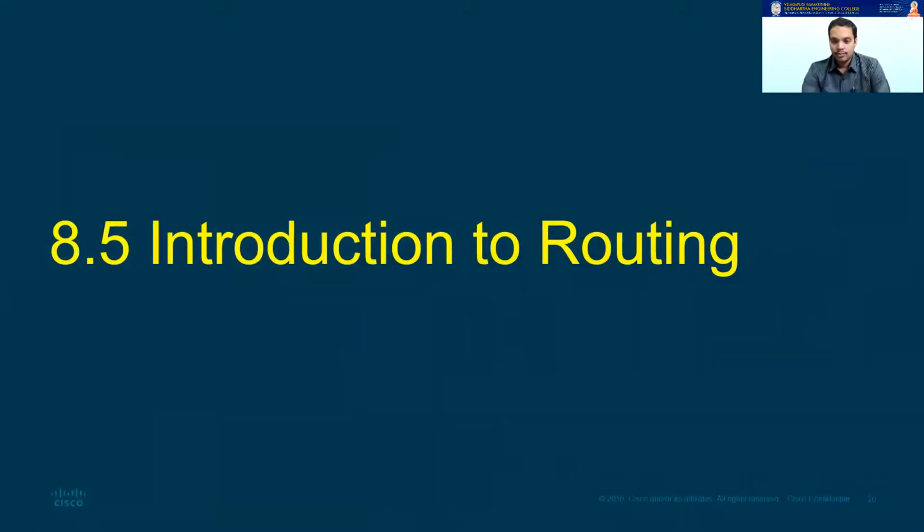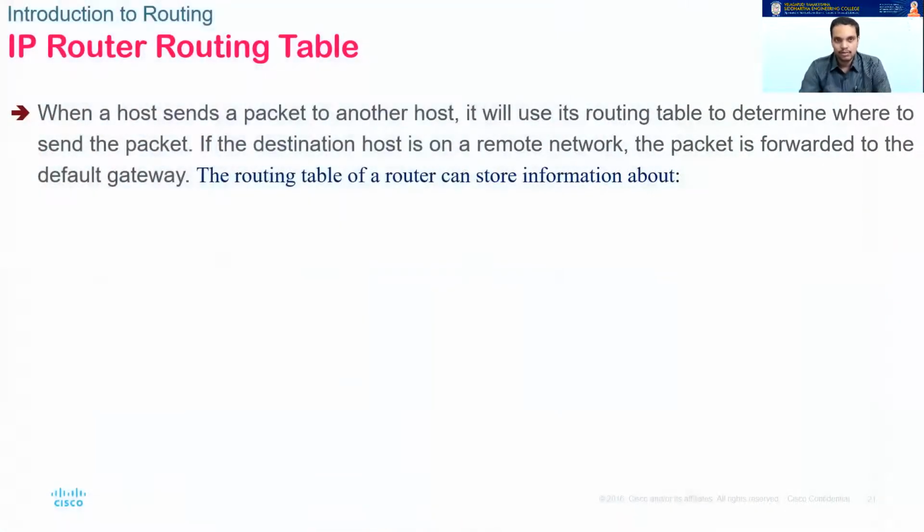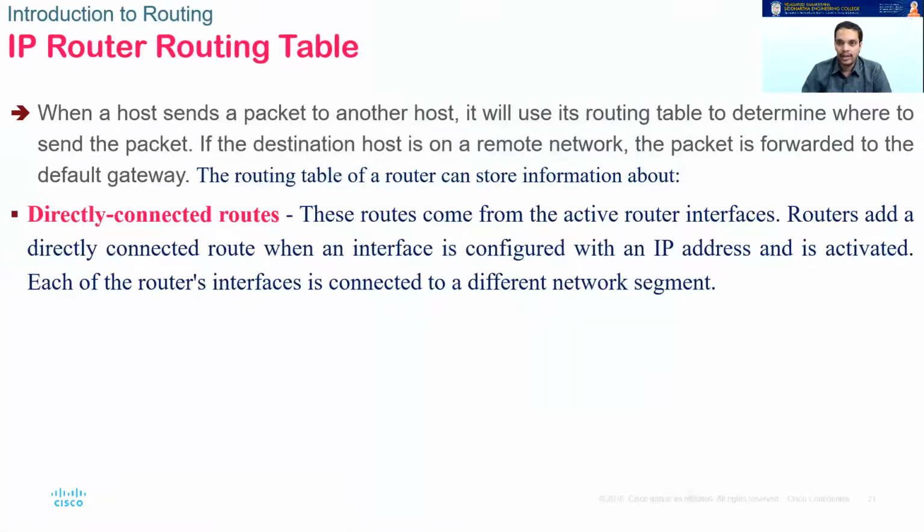What is routing and what does a routing table look like? Whenever a host sends a packet to another host, it will use its routing table to determine where to send the packet. Once again, if the destination host is on a remote network, the packet is forwarded to the default gateway. For the internal network, you can simply forward it to the switch and it will be done. For any router's routing table, there are three types of information present. The first one is called a directly connected route. This is straight away from the interface to the wires that are connected to the router.